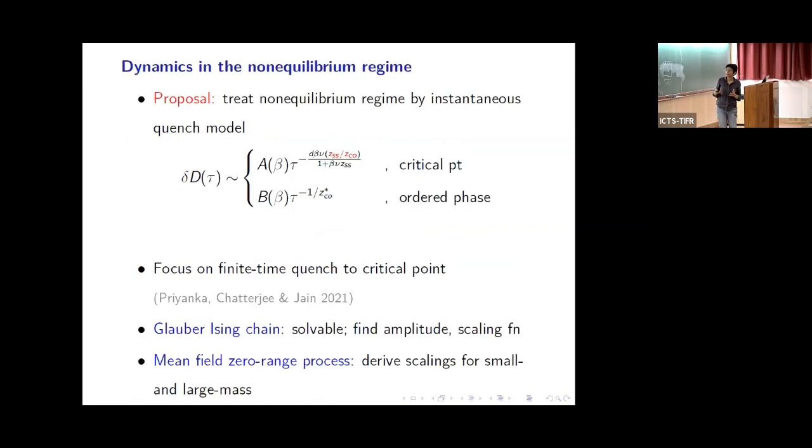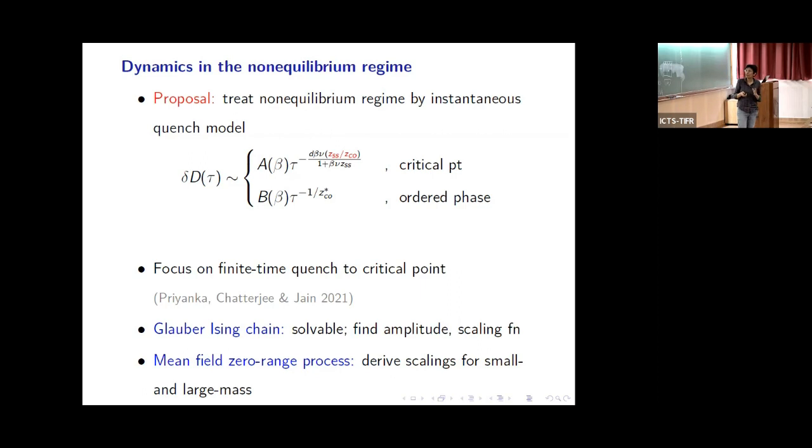So let me just summarize that on one page. The proposal is essentially to treat the non-equilibrium regime as though an instantaneous quench has happened in that regime. And therefore, if you quench to the critical point, you expect such a scaling, or if you quench deep into the ordered phase, you expect this scaling. So these are proposals, and they have been checked numerically. So far, as far as I know, things are consistent with these proposals as well. But all the checks are numerical, and we wanted to see if we can work out some simple way to derive these from first principles. So that was the motivation for us to look at this problem.